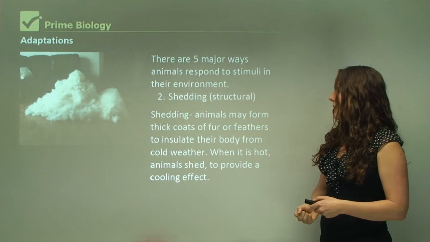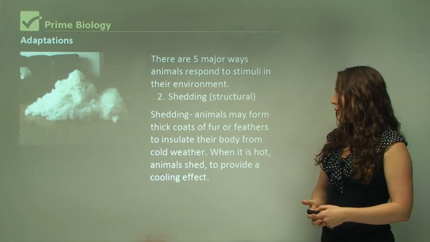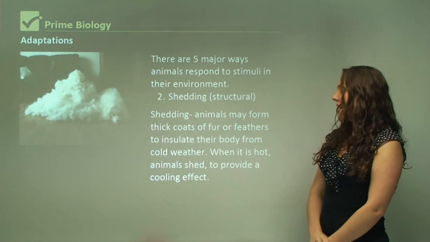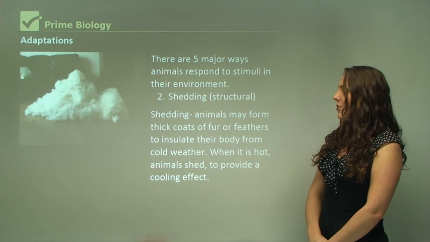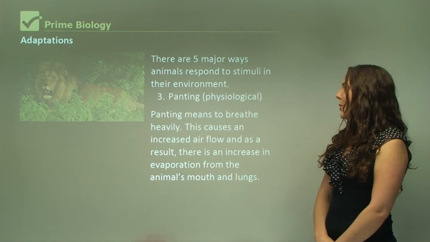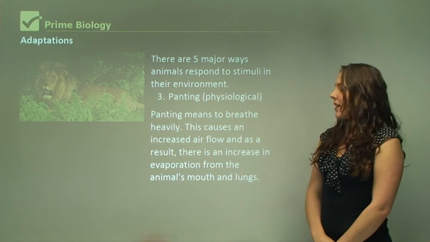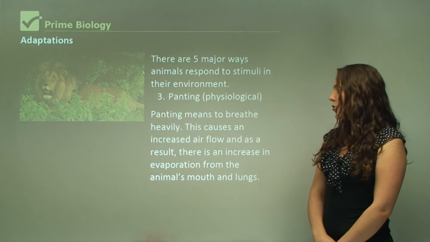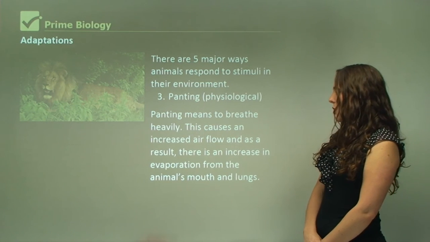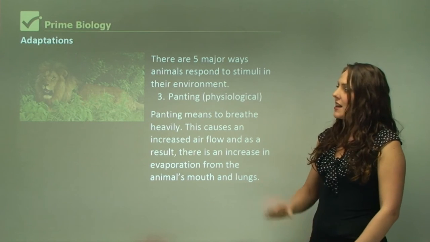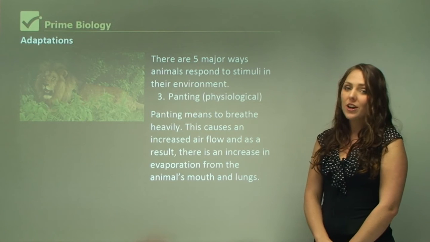So animals may form thick coats of fur or feathers to insulate their body from cold weather. When it is hot, the animals shed to provide a cooling effect. The third one is panting. So it's a physiological adaptation. Panting means to breathe heavily. This causes an increased airflow, and as a result, there is an increase in evaporation from the animal's mouth and lungs. Examples are dogs and lions for this one.